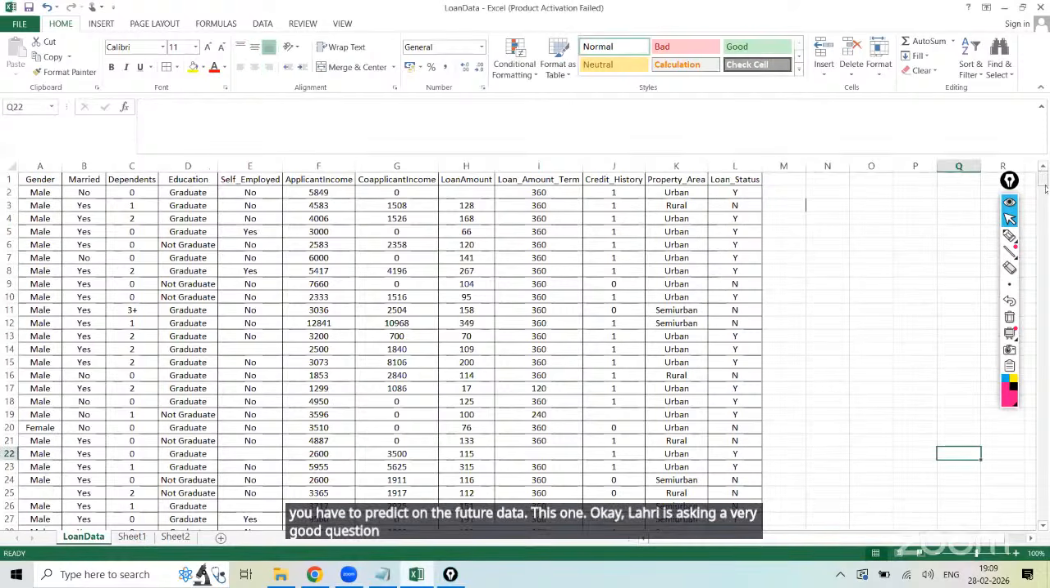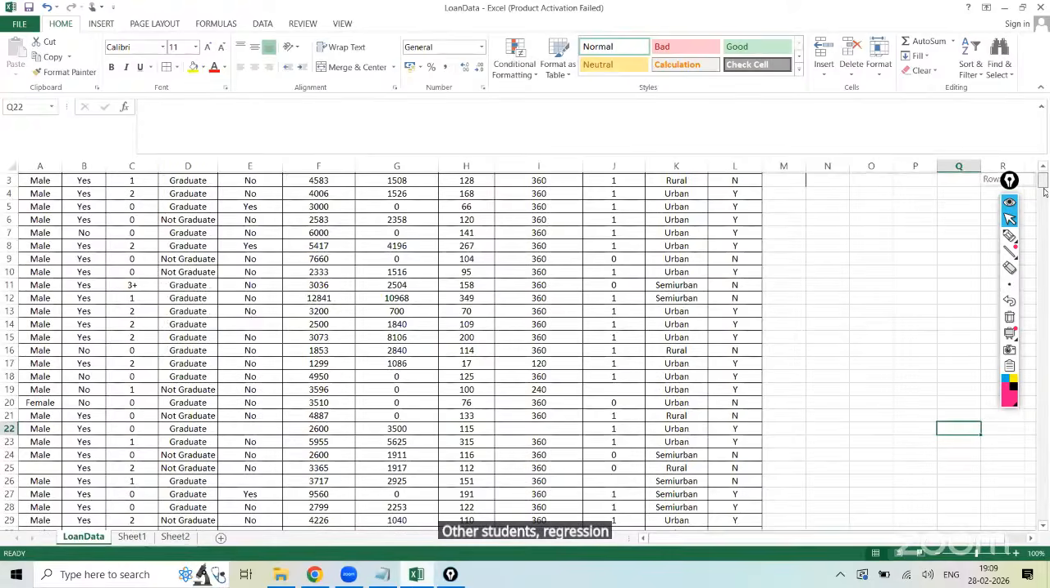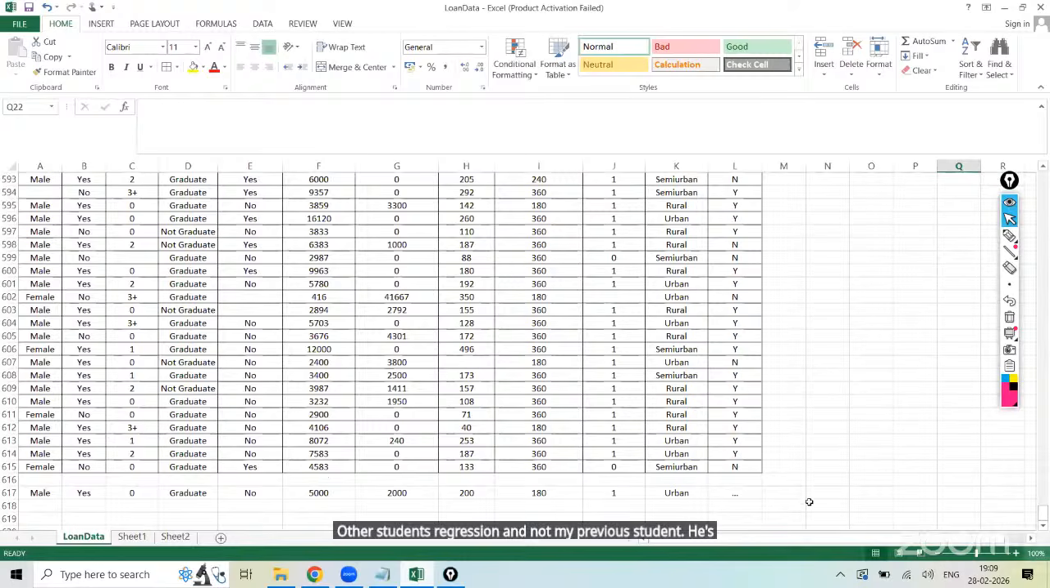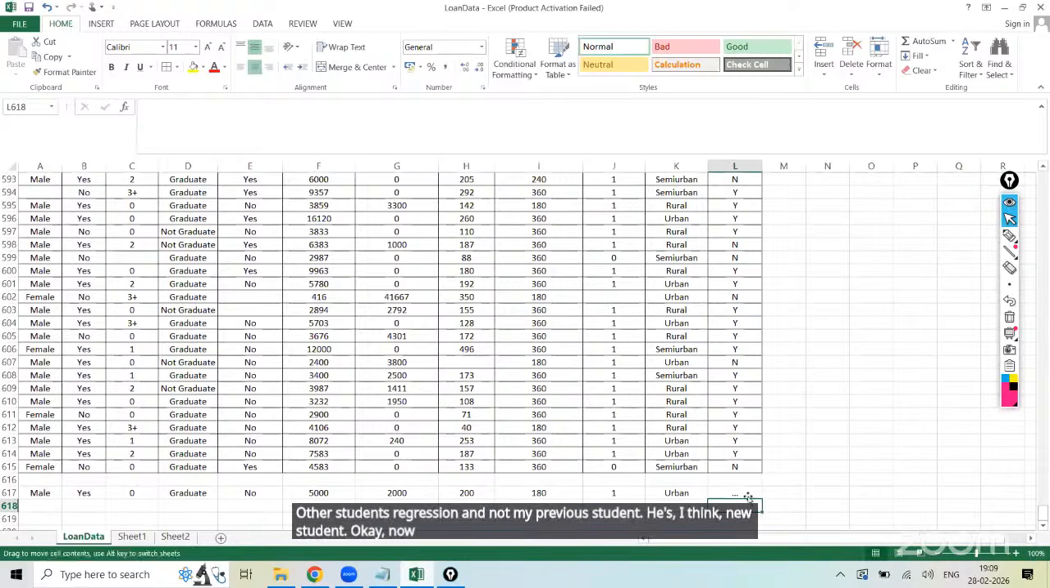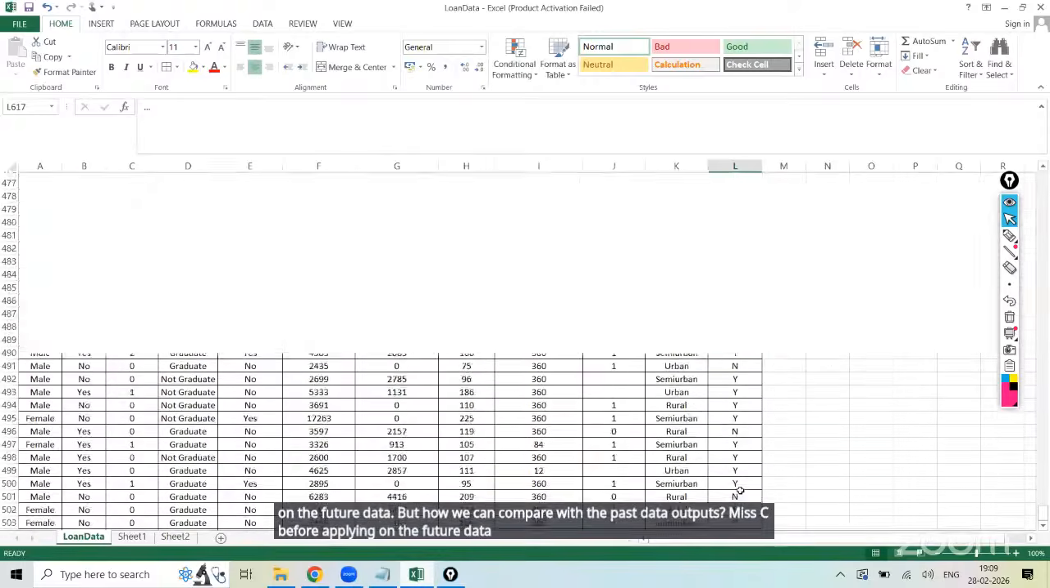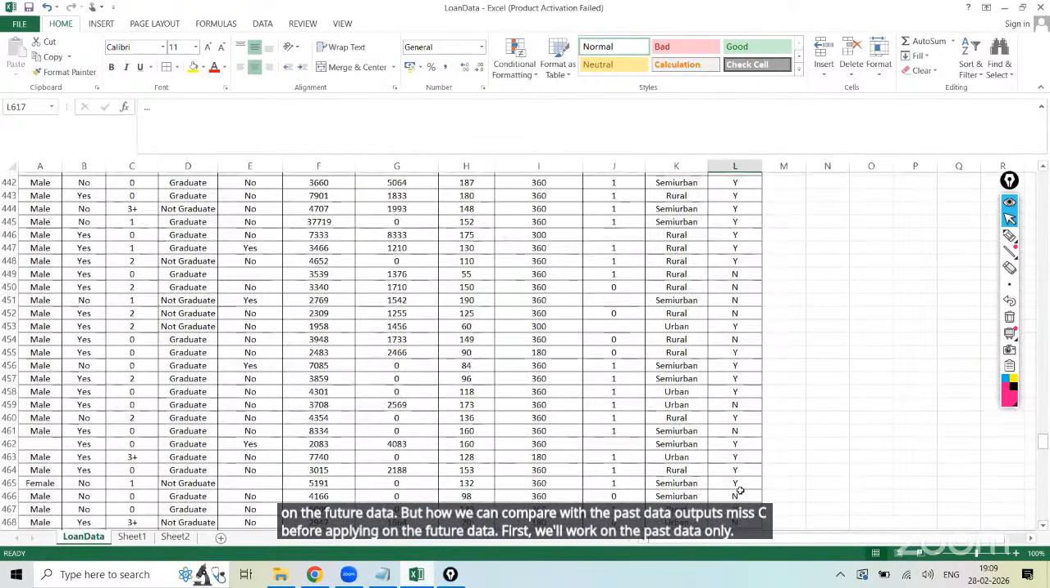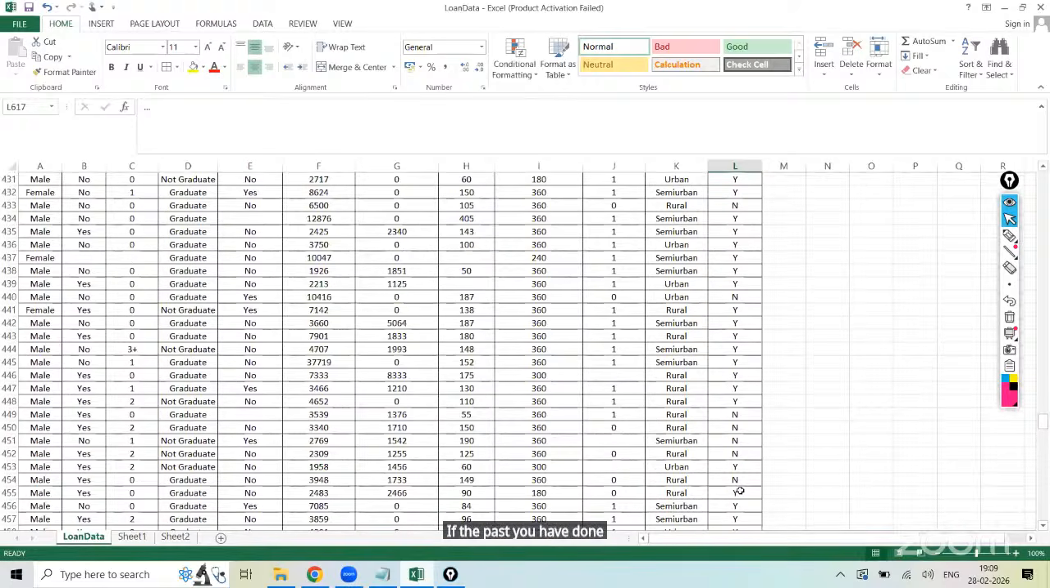Lahari is asking a very good question. Now, Lahari is asking, we are going to predict on the future data, but how can we compare with the past data outputs? See, before applying on the future data, first we'll work on the past data only. If the past you have done perfectly, the future is okay.